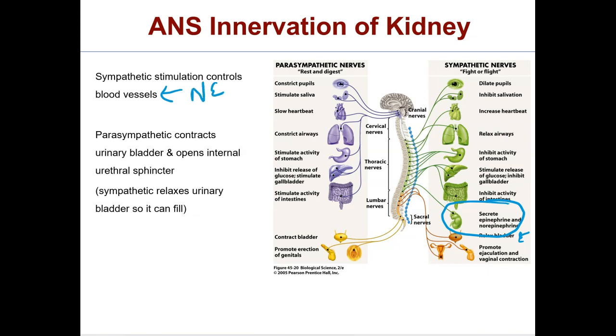So the sympathetic will mainly control that vasoconstriction and vasodilation of the blood vessels you just looked at. Whereas the parasympathetic tends to go mainly to the bladder and contract the bladder and open that internal sphincter so that you can void your urine.